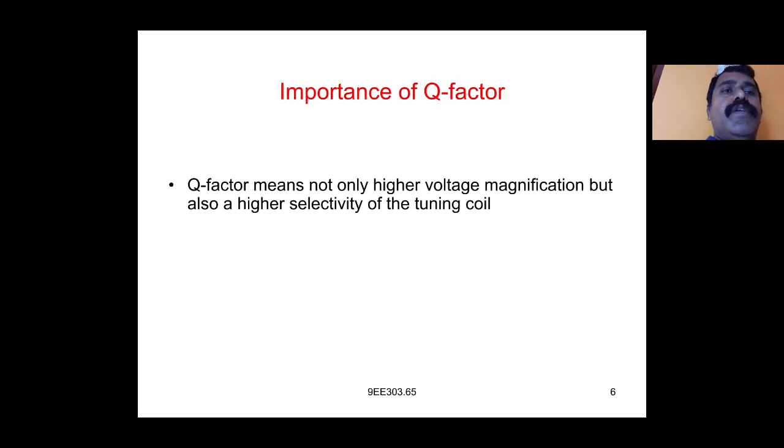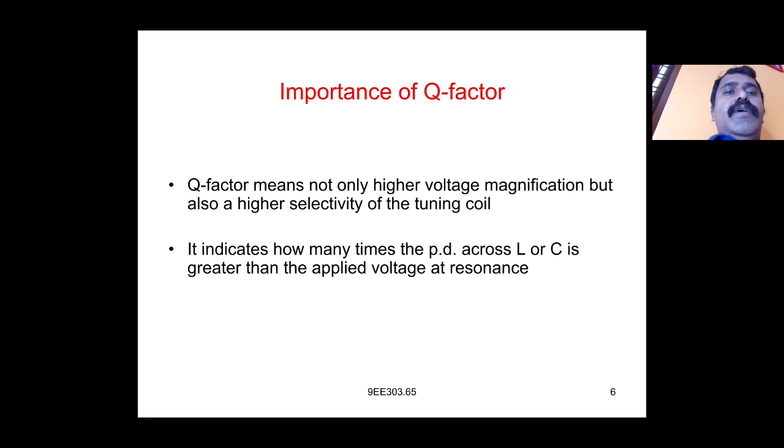Importance of Q factor. Q factor means not only higher voltage magnification but also higher selectivity of the tuning coil here. So it indicates how many times the potential difference across L or C is greater than the applied voltage at resonance.